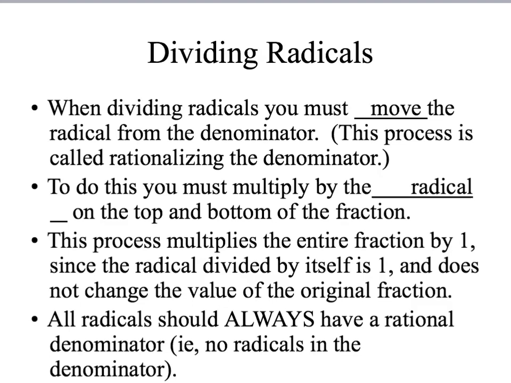Dividing radicals is the most complex thing that we'll do with this. When dividing radicals, you must move the radical from the denominator. This process is called rationalizing the denominator. Okay? So we multiply by the radical on the top and the bottom of the fraction. So this creates a different form of the number 1.